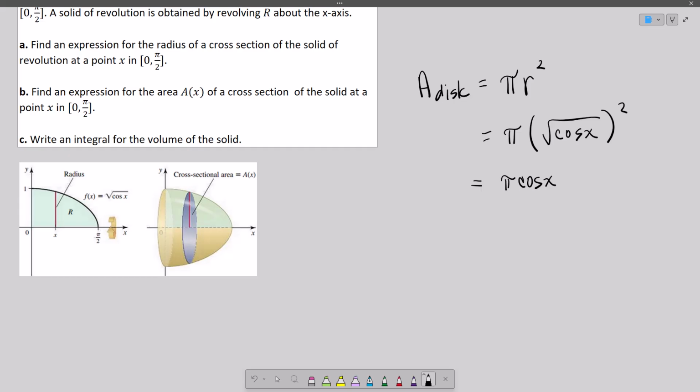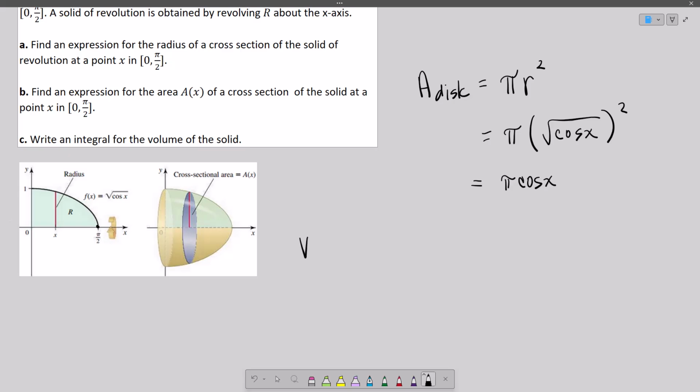Now let's look at the right extremity over here. What would the area of the disk be right there? 0, right? The radius is 0, so the area of the disk is 0. It's a degenerate disk. Let's check over here. Plug in pi over 2. Cosine of pi over 2 is 0. 0 times pi is 0. So our formula for the area is matching what we're getting geometrically by looking at these extremities. So we're probably on the right track.